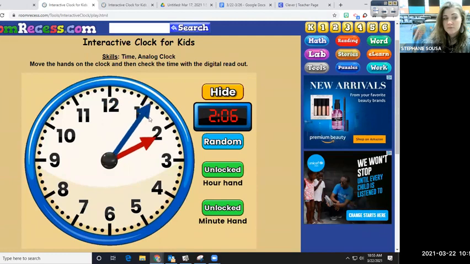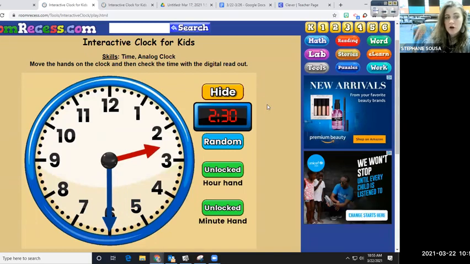5, 10, 15, 20, 25, 30. Okay, so 2:30 is what time my clock shows. 2:30. Leah, a question?